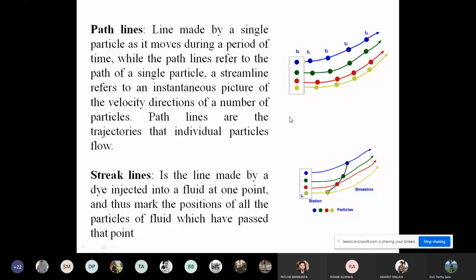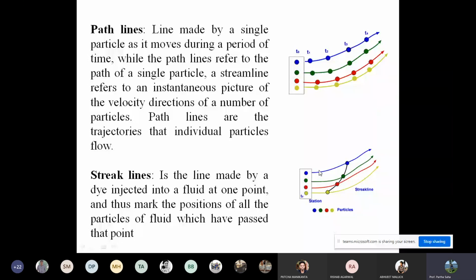And what is a streak line? A streak line is the line made by a dye injected into a fluid. So if this is my path line, if I inject a dye, the dye is going to move along its trajectory. So the trajectory made by the dye is called the streak line. It's the line made by a dye injected into fluid at any point, and thus marks the position of all the particles of fluid which have passed through that point. So if I increase the dye, this particle might pass through this, the green particle might pass through this, and the blue particle might pass through this. So if I join this line, this is going to be my streak line.